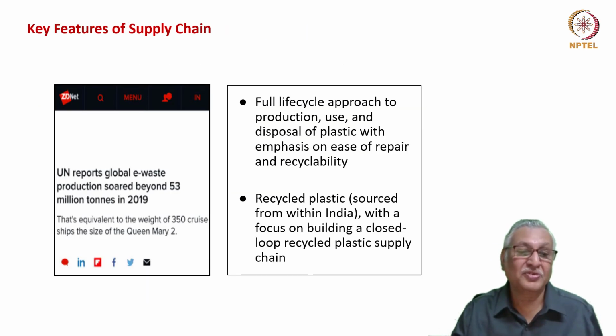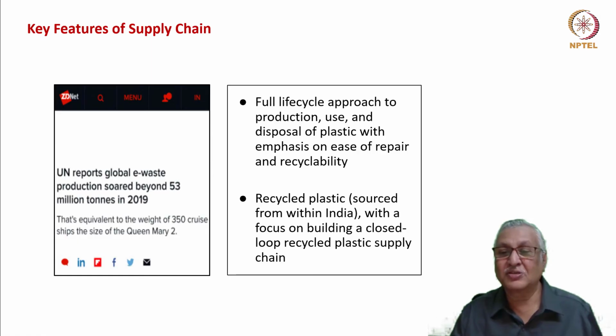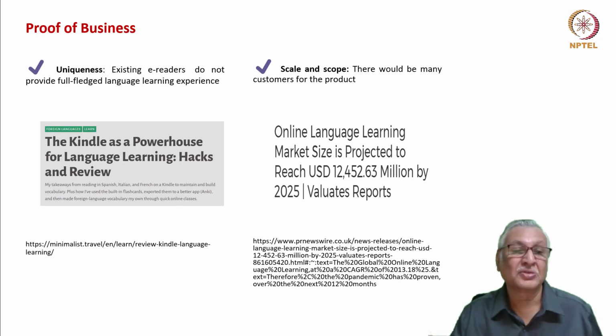In terms of the key features of the supply chain, there will be a full life cycle approach to production, use, and disposal of plastic, with emphasis on ease of repair and recyclability. The recycled plastic sourced from within India will have a focus on building a closed loop recycled plastic supply chain. So it will have the triple R principle, which is reduce, reuse, and recycle. That triple R will be used in the supply chain.